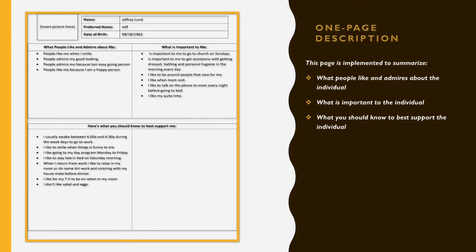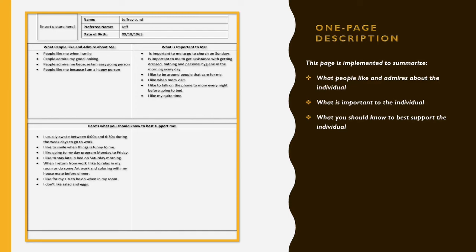care of them, how to do their personal hygiene, their daily ADLs, what they like and don't like, whether they like to listen to music, what they like to eat, what they don't like to eat, how they like to be dressed, whether or not they can pick out their own outfit, etc., etc. Now, this is the one-page description.